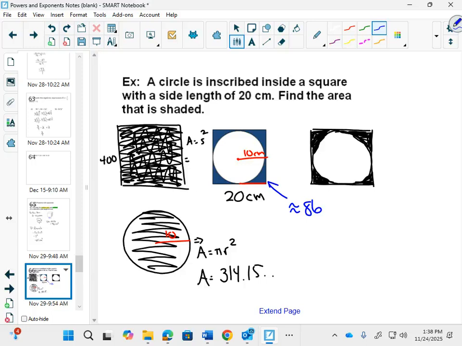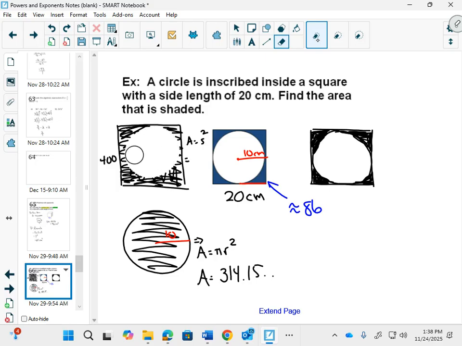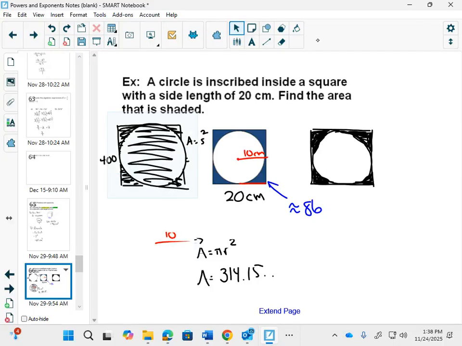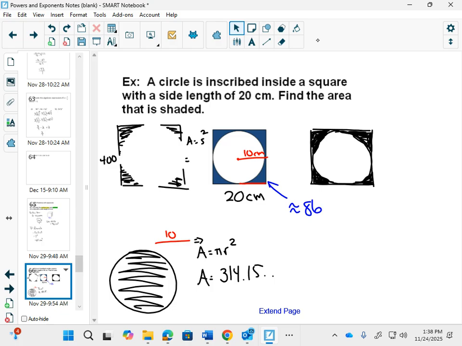Does it make sense that if you took the whole area of the square and then subtracted the circle, then you would be left with just the unshaded part in between, right? Because I could take this circle, put it back in, it fills it up. Ooh, that matches pretty nicely. I'm pretty impressed with myself. And then I subtract the circle out, then I would be left with just the parts in total.